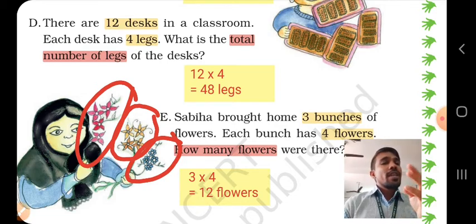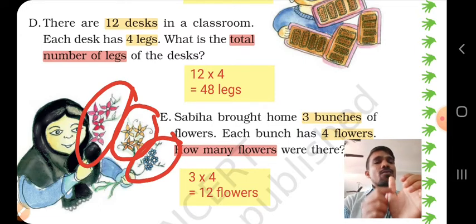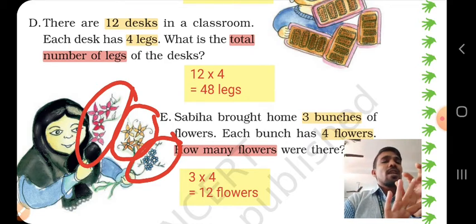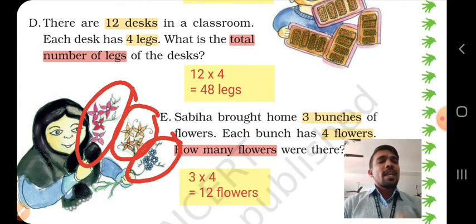So there are total 12 desks, 12 benches are there, and each has 4 legs. So first desk will have 4 legs, second desk also will have 4 legs, and each and every one has 4 legs. So how many total legs do these 12 desks have? That is your question. So how can you answer? 12 multiplied by 4, you will get 48 legs.